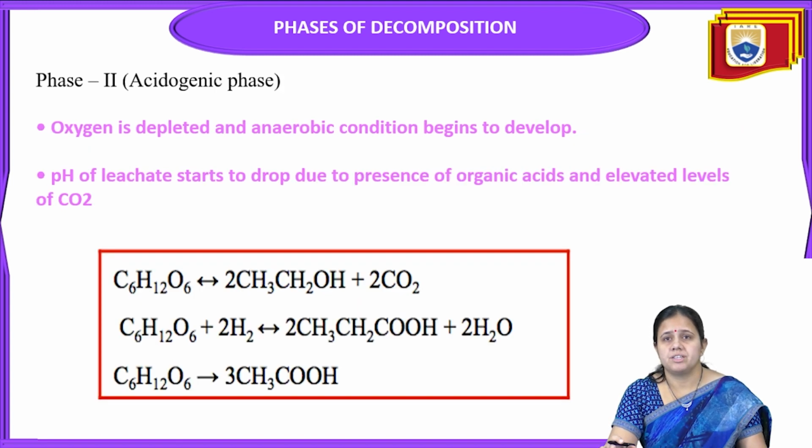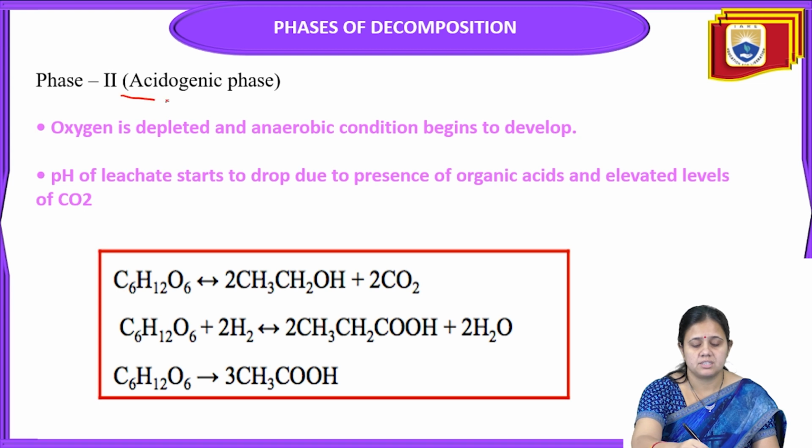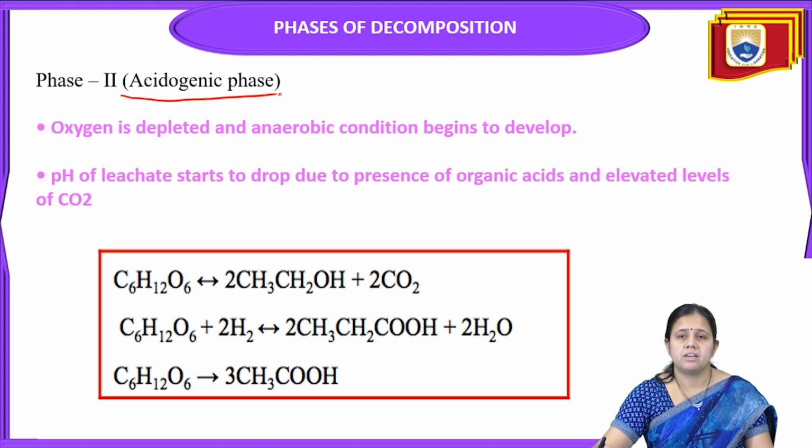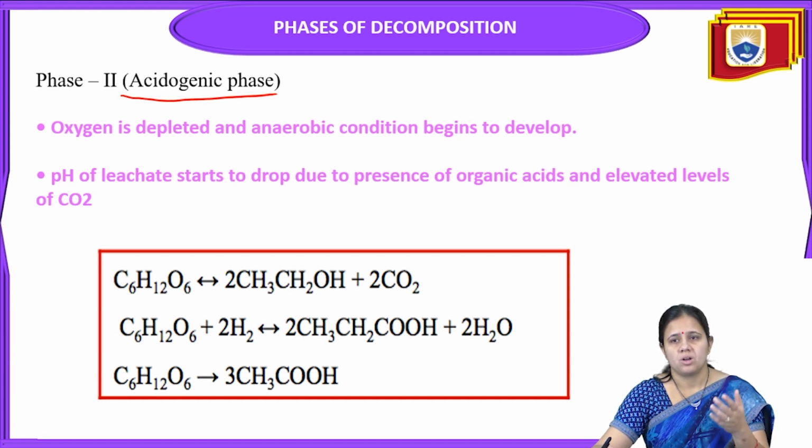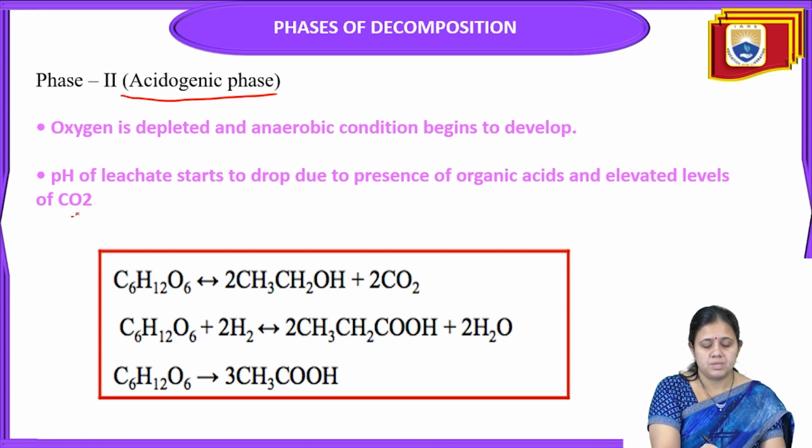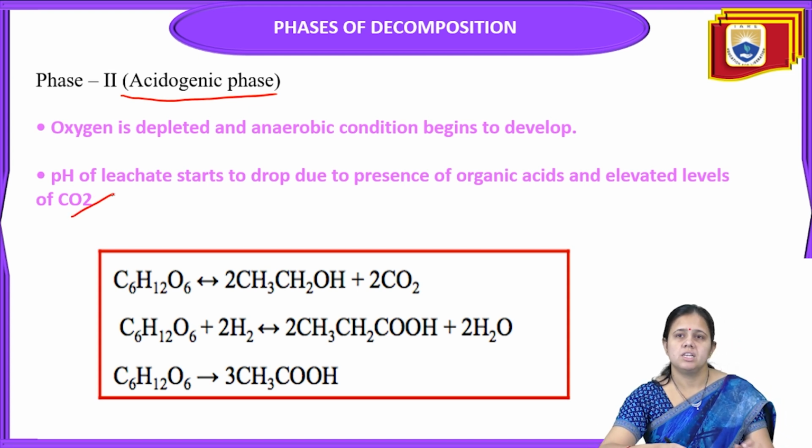So this is phase 2. Phase 2 is the acidogenic phase. In the acidogenic phase, what happens? Oxygen is depleted and anaerobic condition begins to develop. Oxygen is going to be reduced during phase 2. In phase 1, enough oxygen is there. In phase 2, the amount of oxygen is going to be reduced and anaerobic condition begins to develop, and the pH of the leachate starts to drop due to the presence of organic acids and elevated levels of CO2.